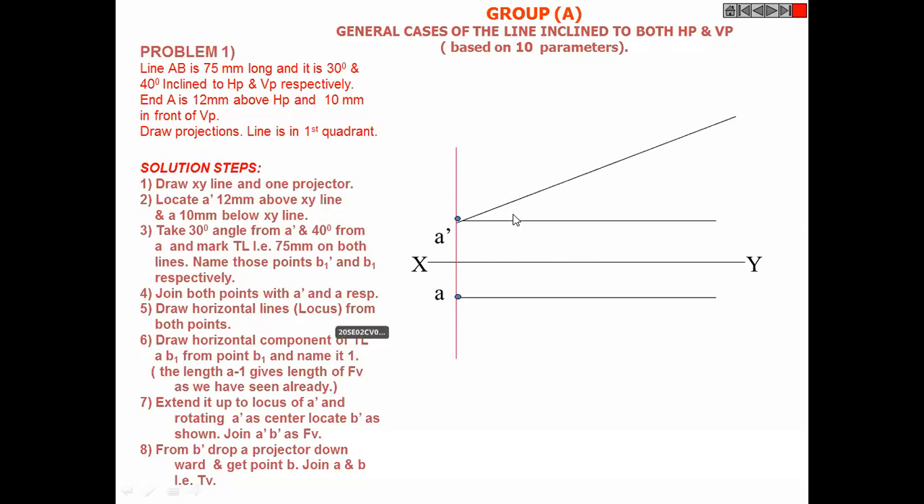This angle will be 30. Who said 45? From where did the 45 come? This is 30. This is the horizontal plane. Yes, this angle will be 30 and this will be the true length. The length of this, A dash B1 dash, will be how much? 75. It is given.